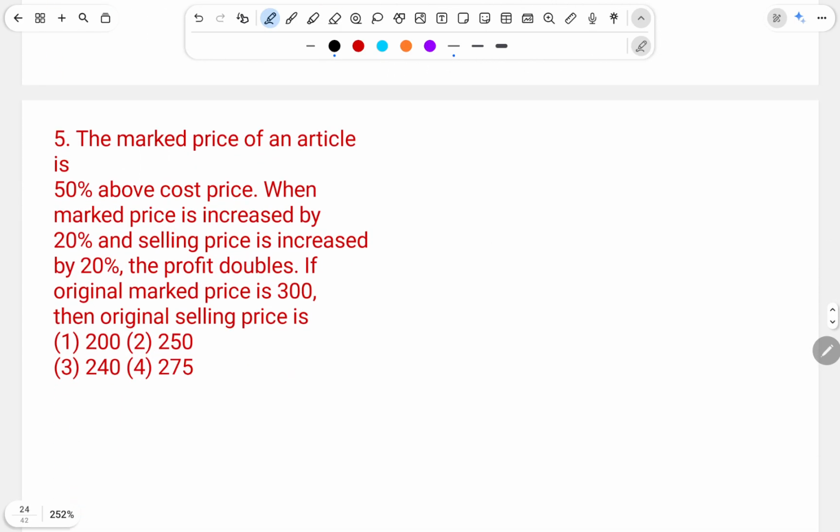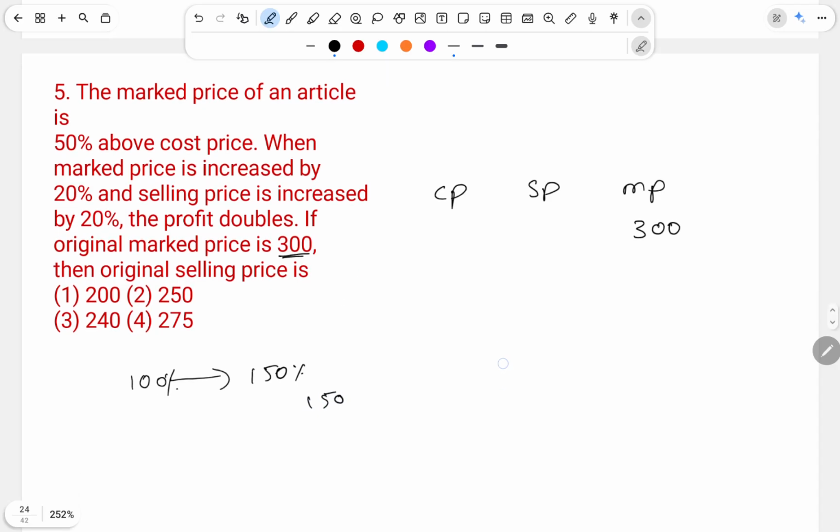Then the market price of an article is 50% above cost price. When market price is increased by 20% and selling price is increased by 20%, the profit doubles. If original market price is 300, then original selling price is? So CP, SP, MP. Market price of an article is 50% above cost price, and if original market price is 300, it is 50% more than CP. Suppose I assume CP is 100, 50% more, it will be 150. Correct? On 100, if I increase 50%, it becomes 150. Now that 150 is nothing but 300, then 100% will be how much?